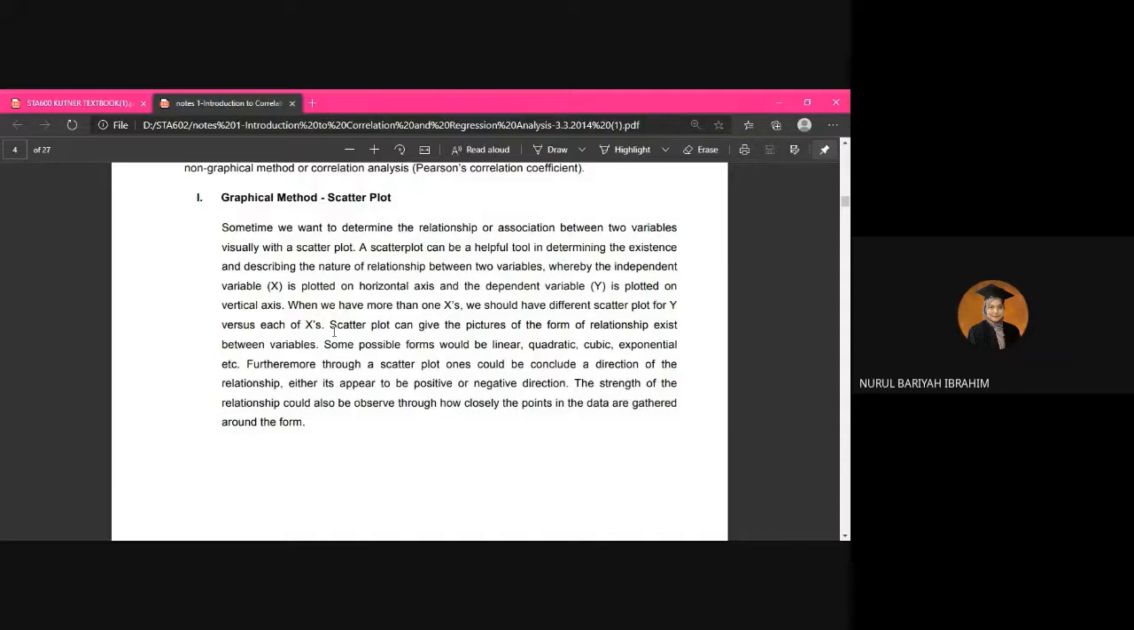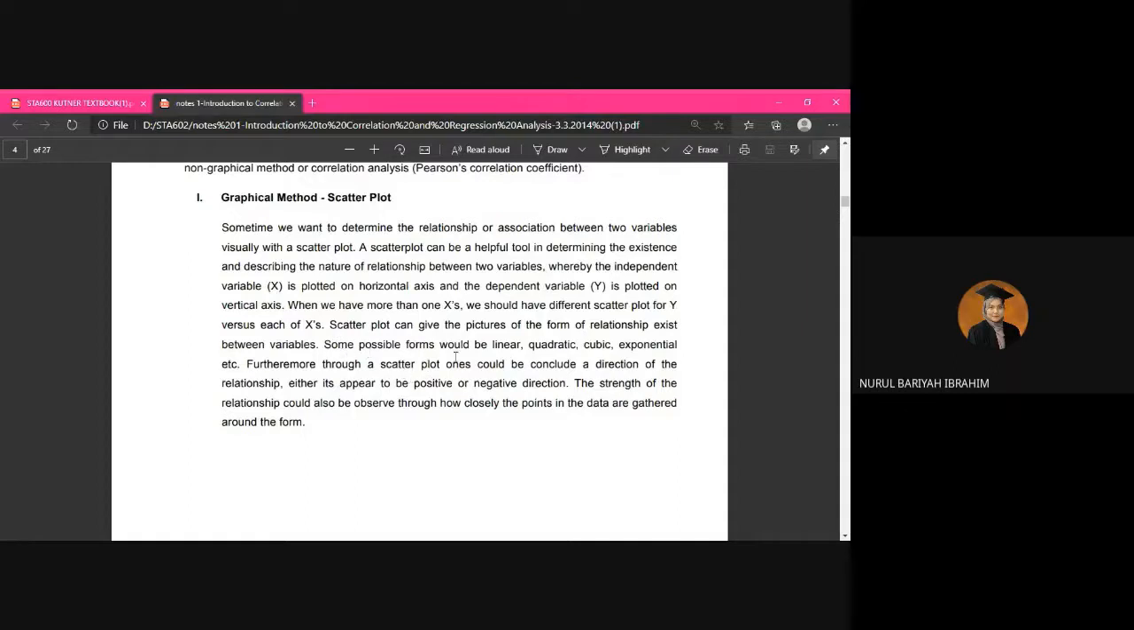So you need to test ataupun observe the scatter plot of y and each of the x, y dengan x1, y dengan x2 and so on. Sebab scatter plot kita kena buat untuk satu-satu, only for two variables. Okay, so kalau ada several x, so we need to have several scatter plots.